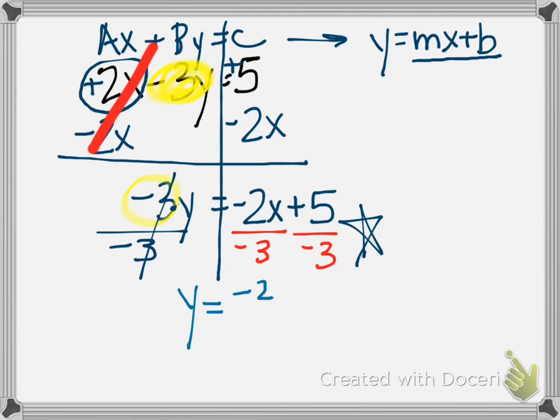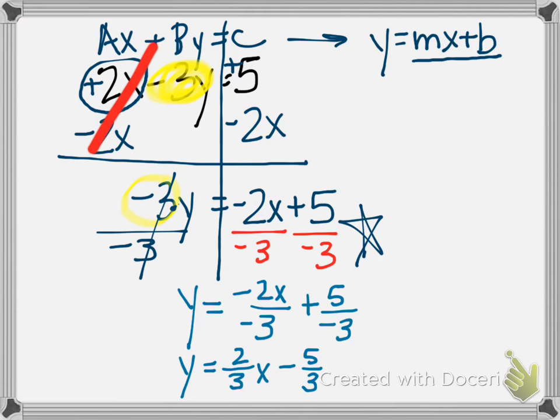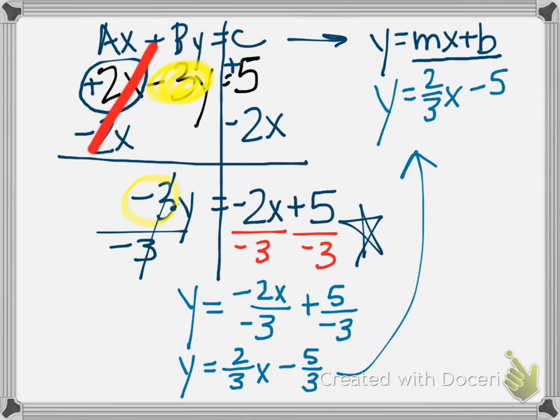And I'm left with y equals negative 2x over 3 plus 5 over negative 3. Don't forget those negative signs. And a negative divided by a negative makes a positive, so I have 2/3 x. And a positive divided by a negative makes a negative, so minus 5/3. So my equation written in slope-intercept form is y equals 2/3 x minus 5/3.